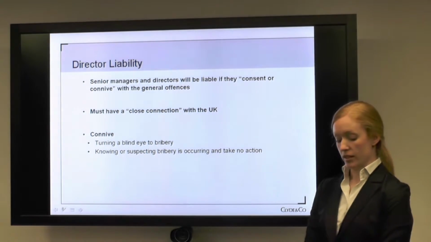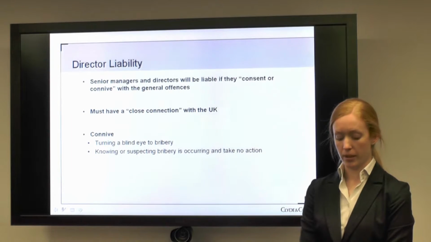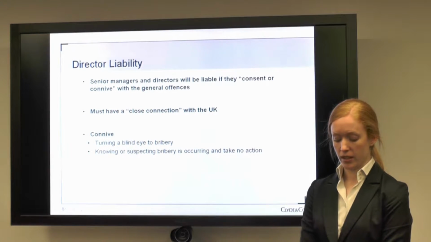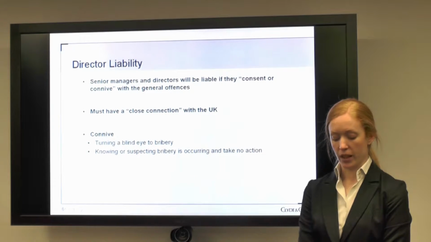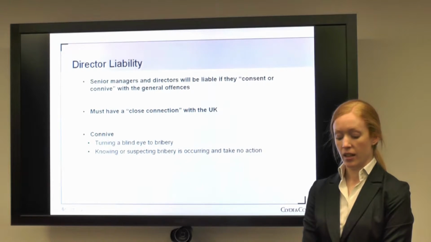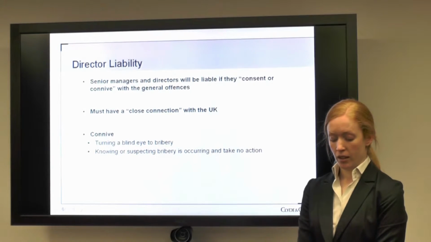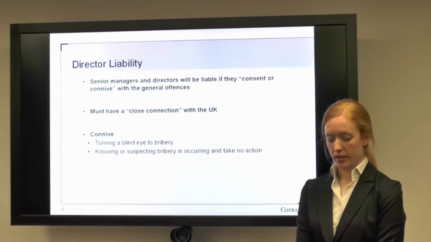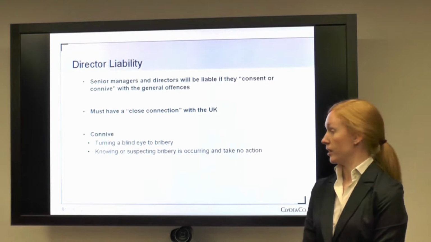The Act introduces an element of director liability, where a director or a senior manager is deemed to have consented or connived with one of the general offences of bribery, then they will be deemed to be guilty of the offence and liable to be prosecuted and punished accordingly. The director or senior officer must have a close connection with the UK in order to be prosecuted under this offence.